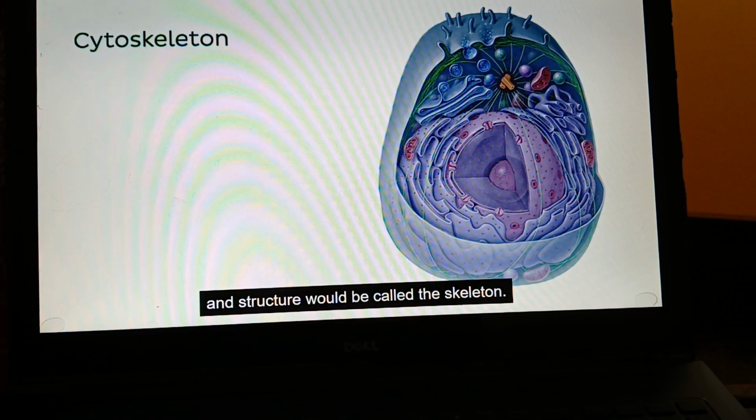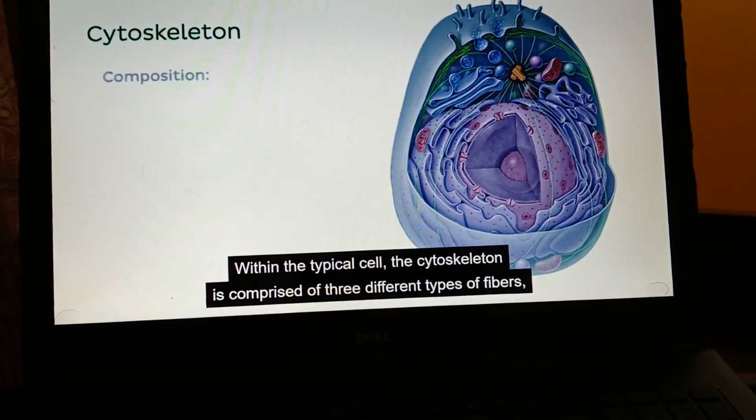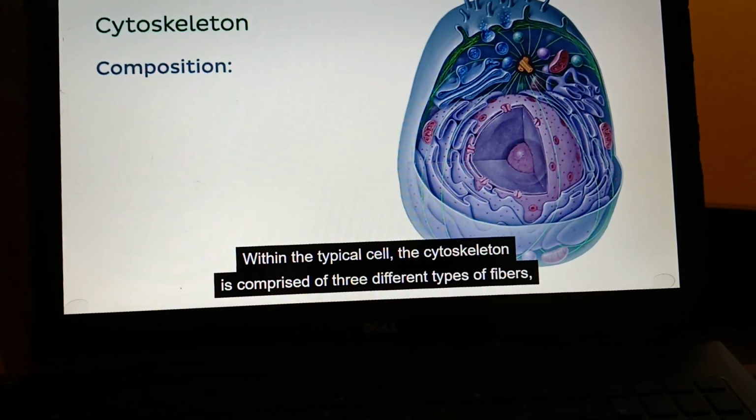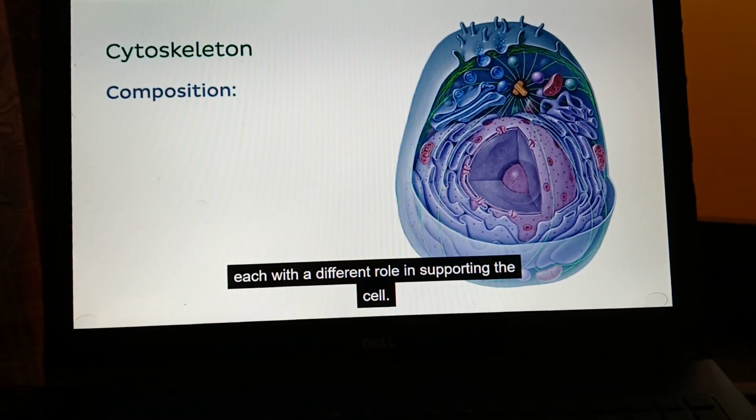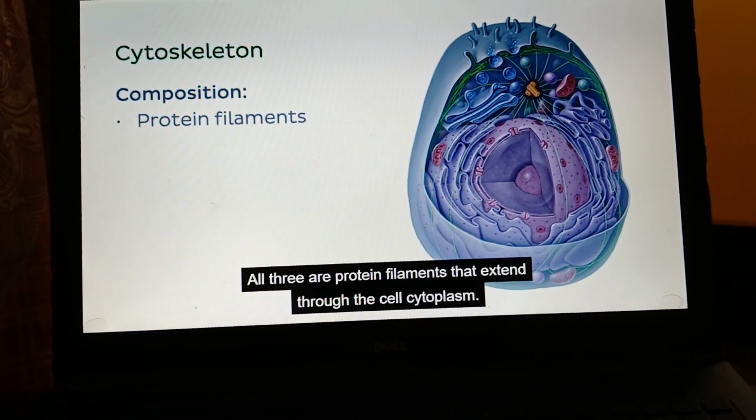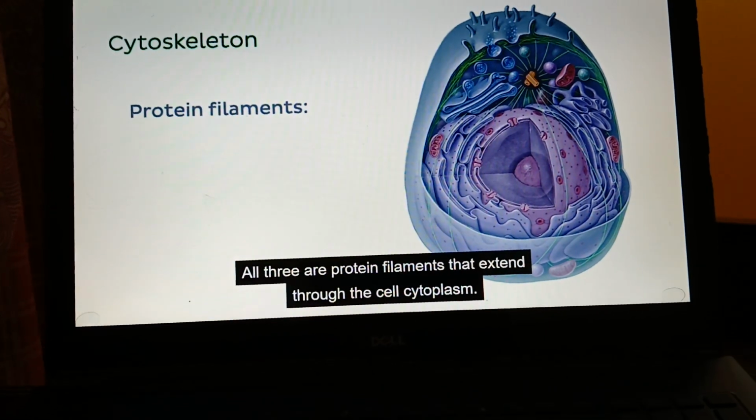Now that we know cyto means cell, it makes sense that the substance giving the cell support and structure would be called the skeleton. Within the typical cell, the cytoskeleton is comprised of 3 different types of fibers, each with a different role in supporting the cell. All 3 are protein filaments that extend through the cell cytoplasm.